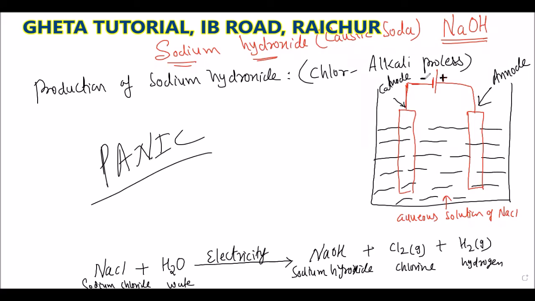There's a negative. Okay, negative is cathode. So that is the way you can remember which is the cathode and anode. So now what will happen when the electricity is passed?